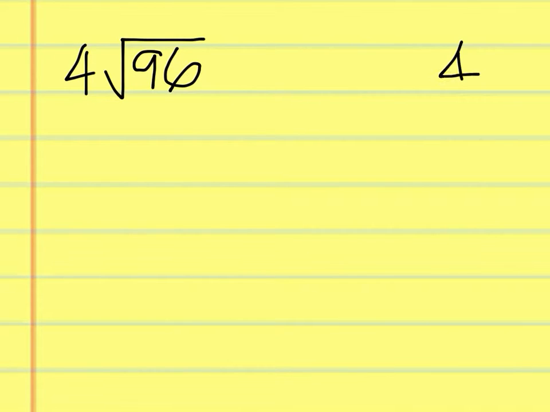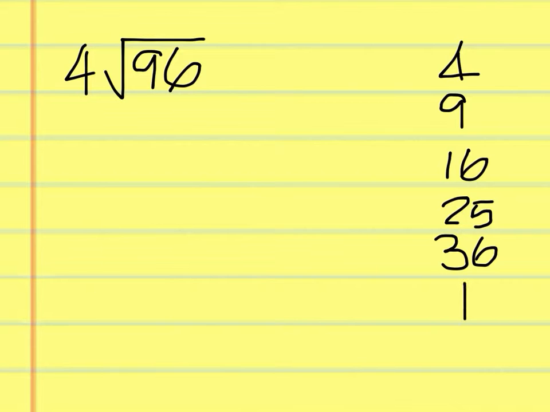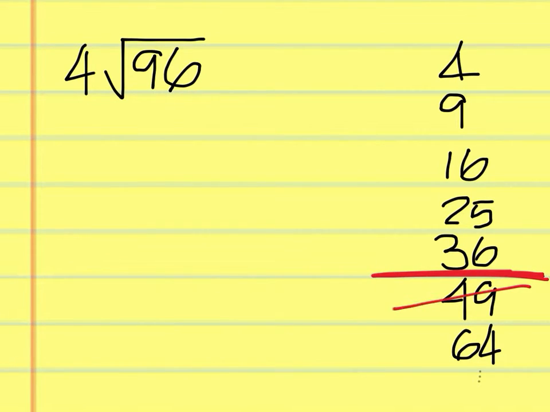We want to find the simplified version of 4 square root of 96. Our perfect squares are 4, 9, 16, 25, 36, 49, 64, and so on. What's half of 96? 48. And where does 48 show up in the list? 36 and 49. So everything below that you don't have to worry about.